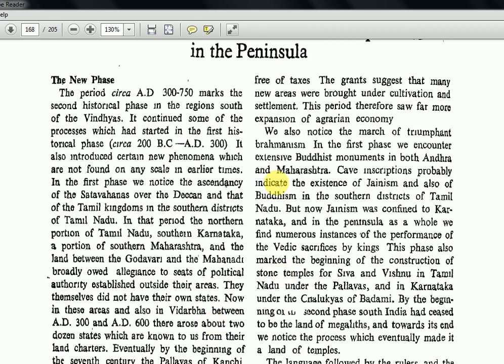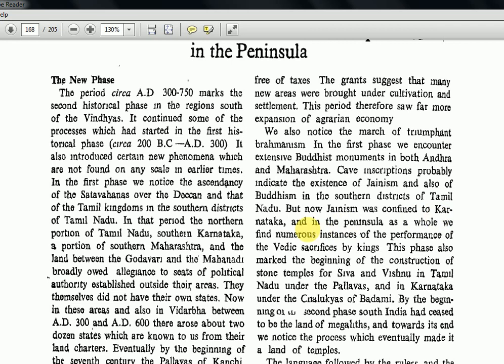Now the grants suggest that many new areas were brought under cultivation and settlement. This period therefore saw far more expansion of agrarian economy. We also notice the march of triumphant Brahmanism. In the first phase, we encounter extensive Buddhist monuments in both Andhra and Maharashtra. Cave inscriptions probably indicate the existence of Jainism and also of Buddhism in the southern districts of Tamil Nadu. But now Jainism was confined to Karnataka. You know, Karnataka, there is this Shravanabelagola and that Bahubali statue and all. So Jainism continued there, but Buddhism is something which originated in India, but slowly it declined. Okay, so that is what they are telling. In the second historical phase, Buddhism is declining.